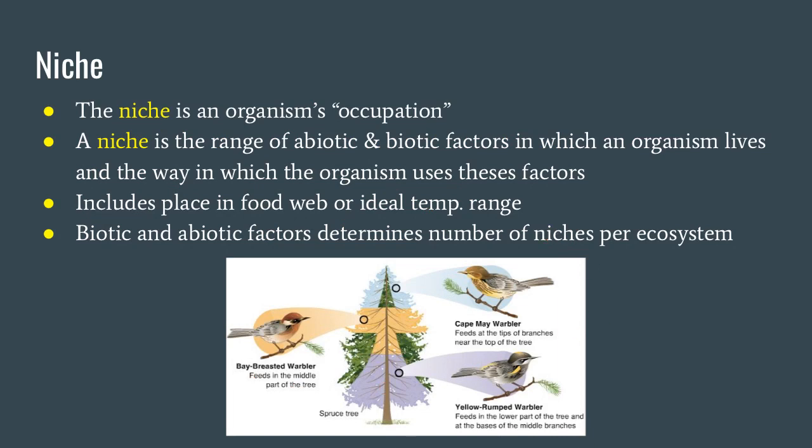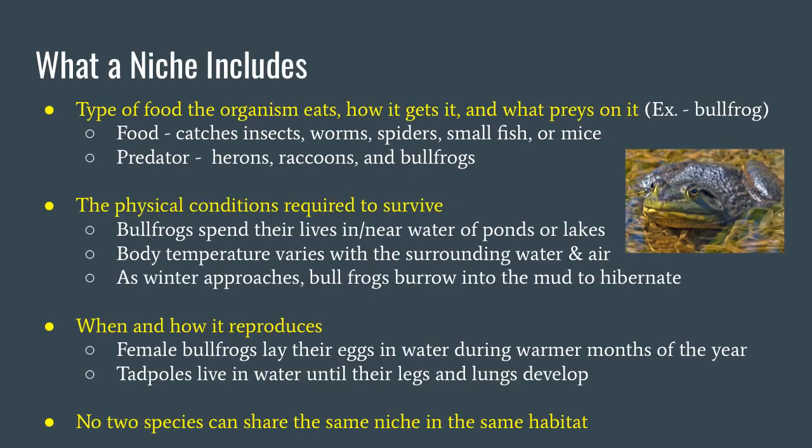If we're looking at this specific tree, we can see that at the bottom, this yellow-rumped warbler is going to live on the bottom. That's its specific niche. The next one up is going to be in the middle of the tree, because that's where it specifically lives. And then the Cape May warbler is going to be up on the top.